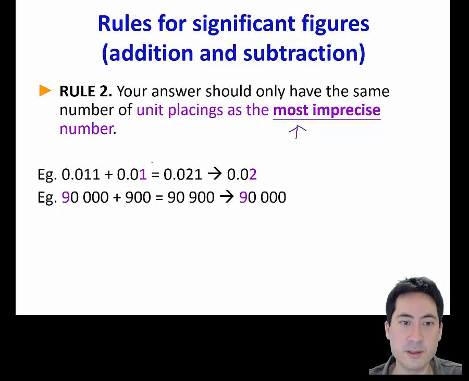You're looking at this here as the weakest, most imprecise instrument. So your final answer should only go up to the weakest, most imprecise. So that is 2 unit placings, so 2 hundredths instead of thousandths. Here, this is the most crude number, and this is far more precise. So then you must make your answer to the most imprecise unit placing, which is there.